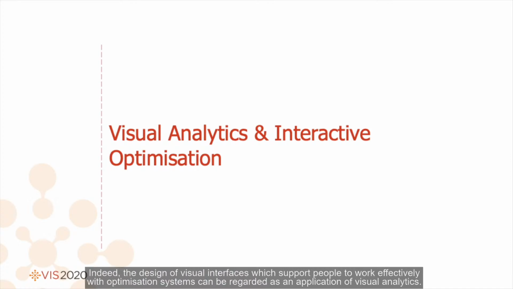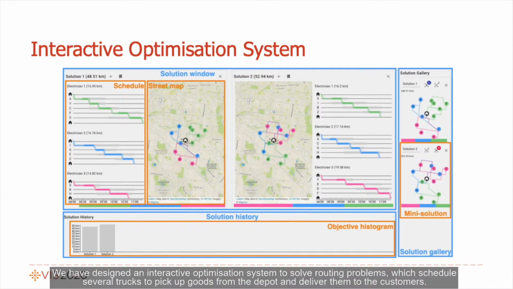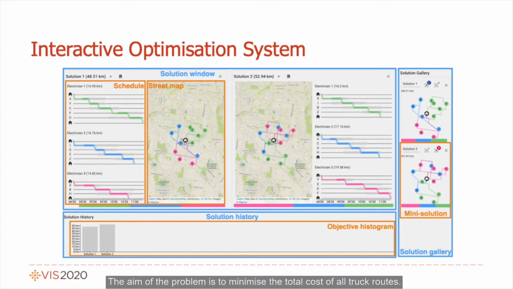Indeed, the design of visual interfaces which support people to work effectively with optimization systems can be regarded as an application of visual analytics. We have designed an interactive optimization system to solve routing problems, which schedule several trucks to pick up goods from the depot and deliver them to the customers. The aim of the problem is to minimize the total cost of all truck routes.